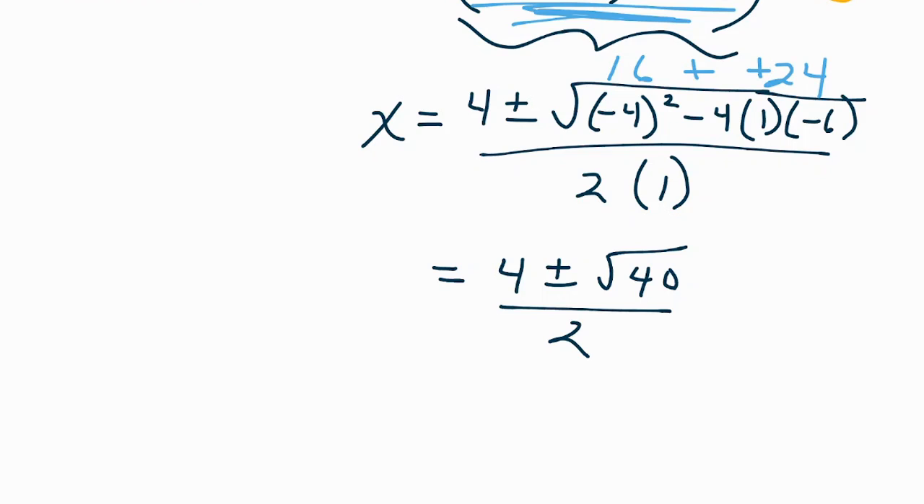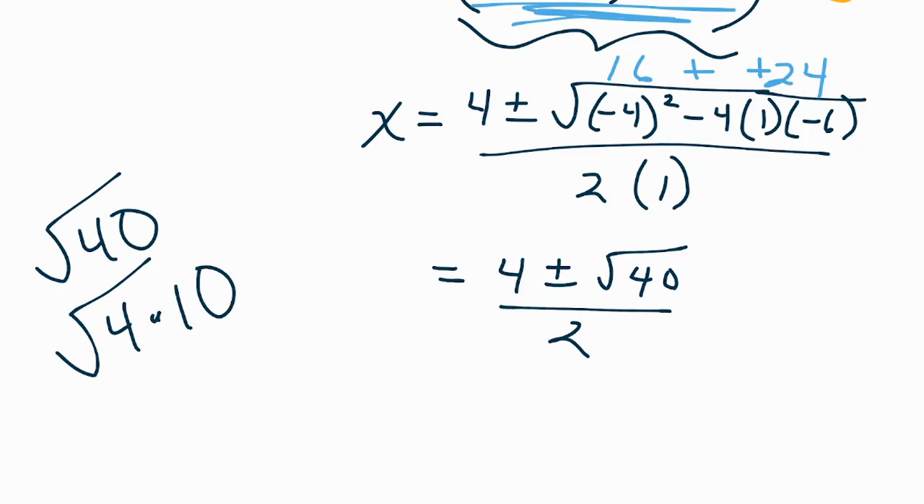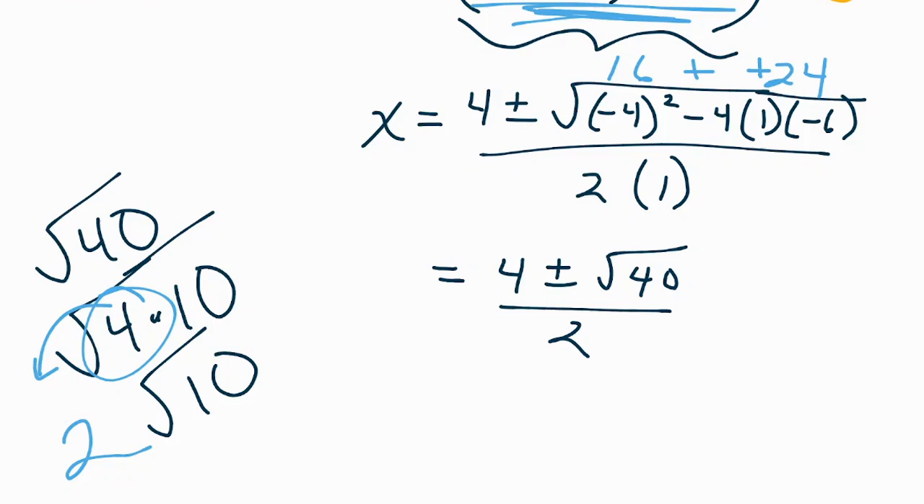Now the square root of 40, remember, kind of off to the side, is the same as the square root of 4 times 10. And because 4 is a perfect square, I'm able to pull that out as a 2, leaving behind root 10.